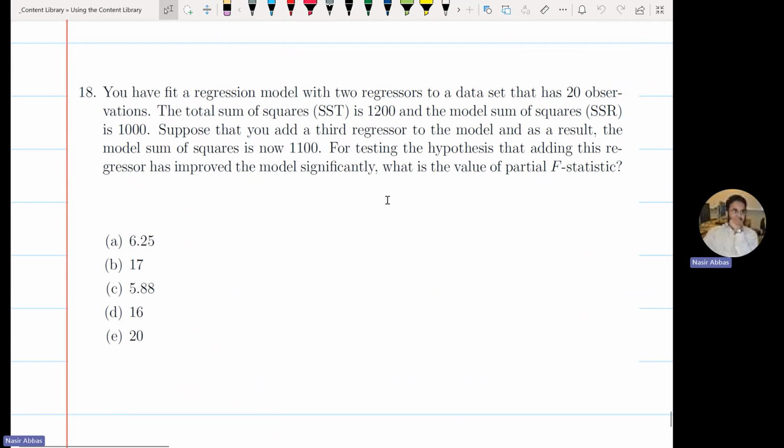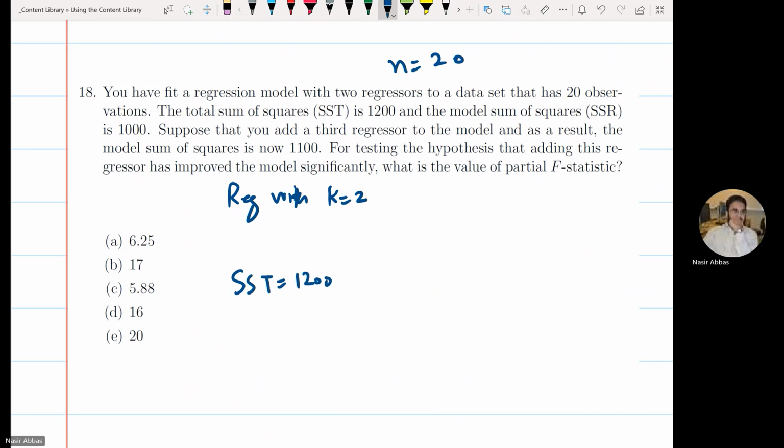Now let's go back to 18. This is chapter 12. Very important question. The question says that you fit a regression model with two regressors on a data set having n equals 20. The total sum of squares is what? And the model sum of squares. What is model sum of squares?